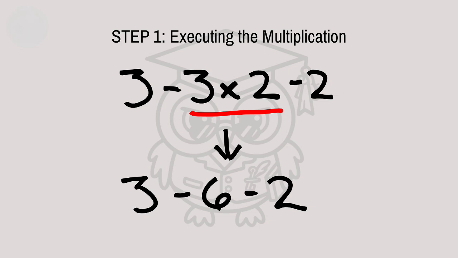First, we evaluate the central product by multiplying the integer 3 by 2, which equals 6. Then we substitute the product 6 back into the center slot, while keeping the surrounding operators intact. This simplifies our running expression to 3 minus 6 minus 2.